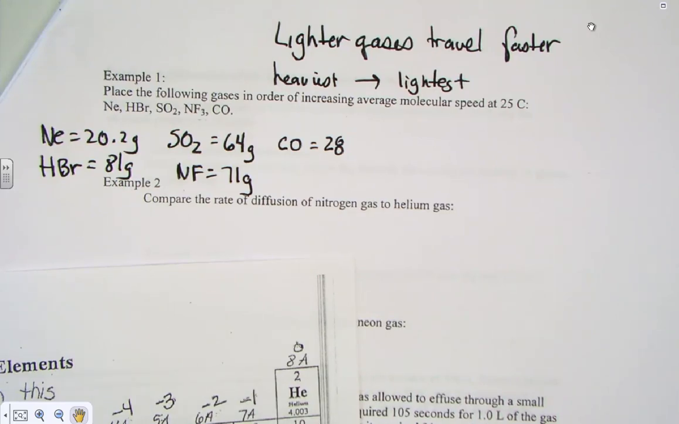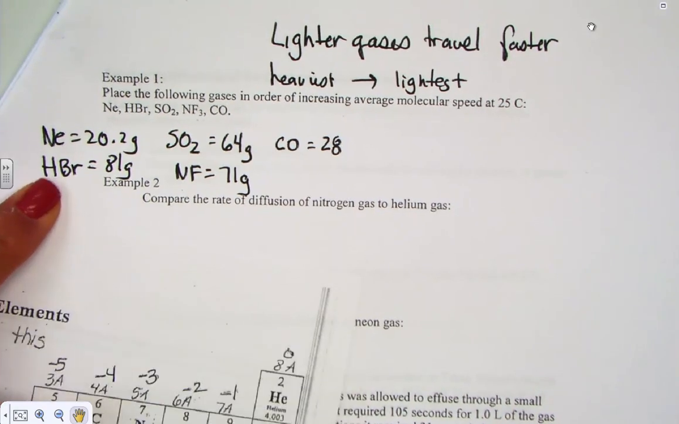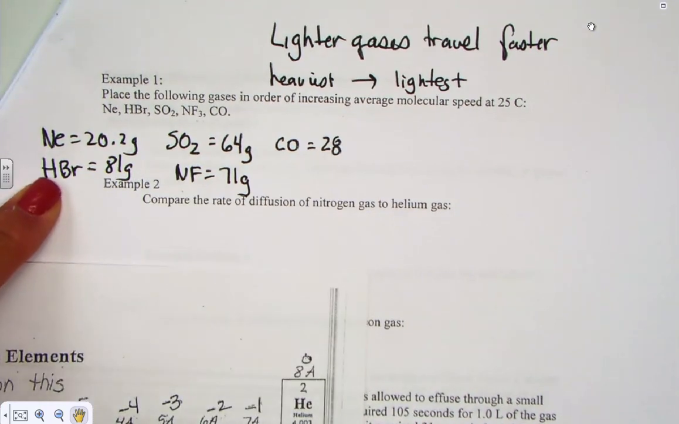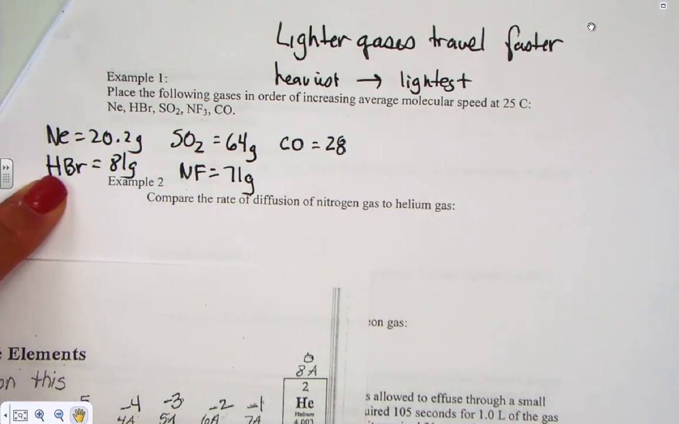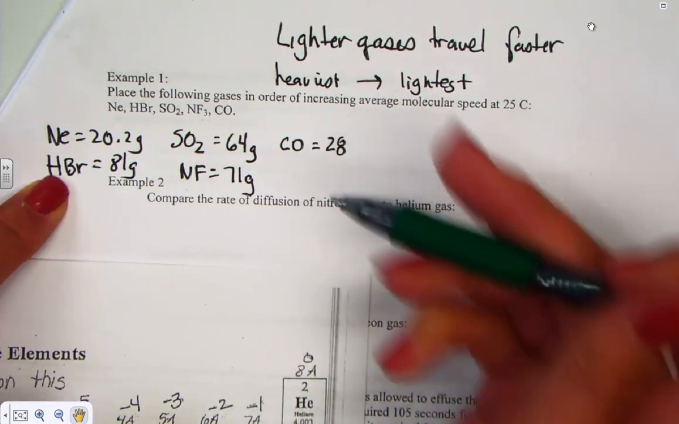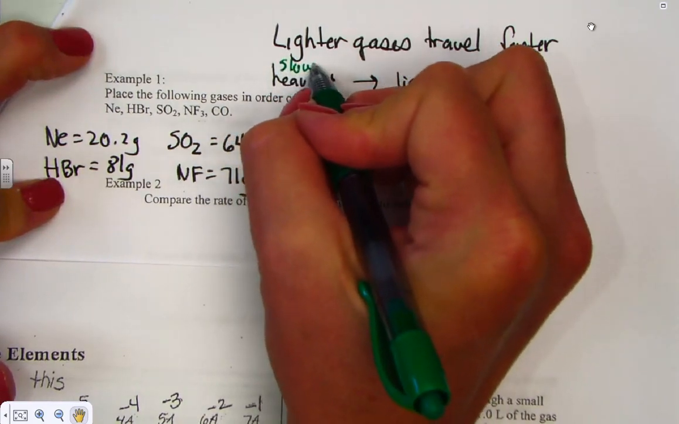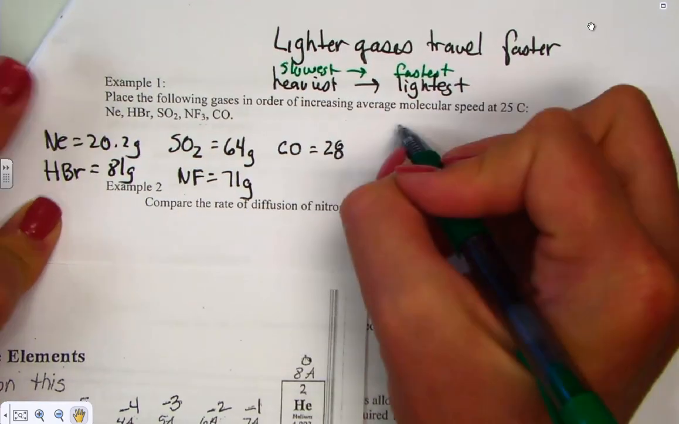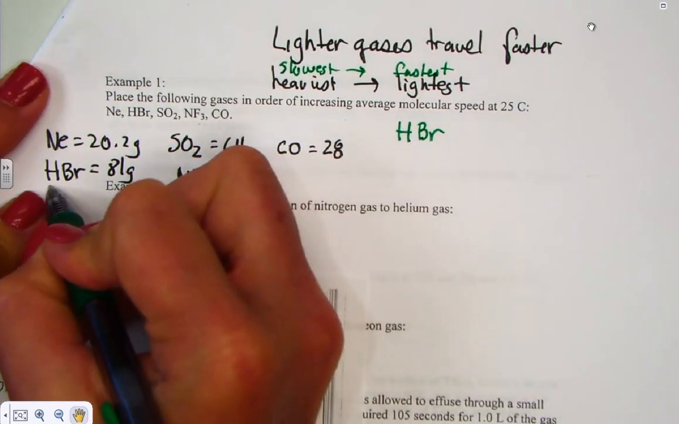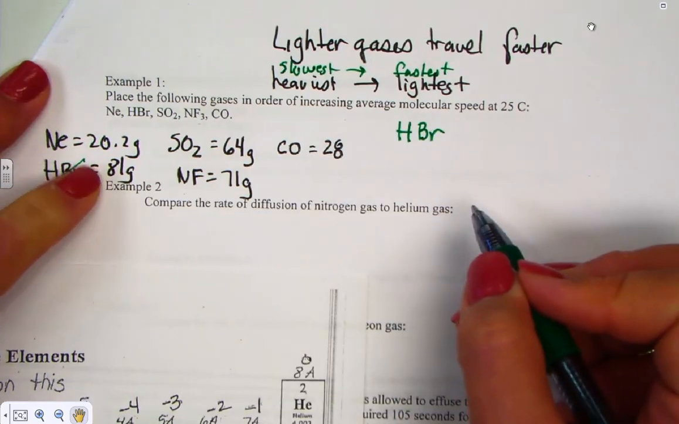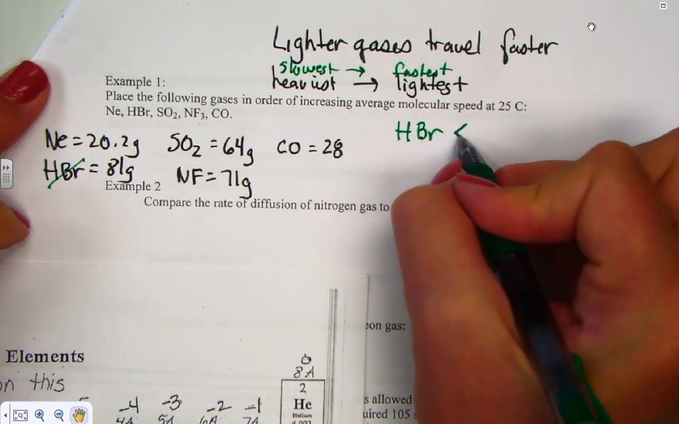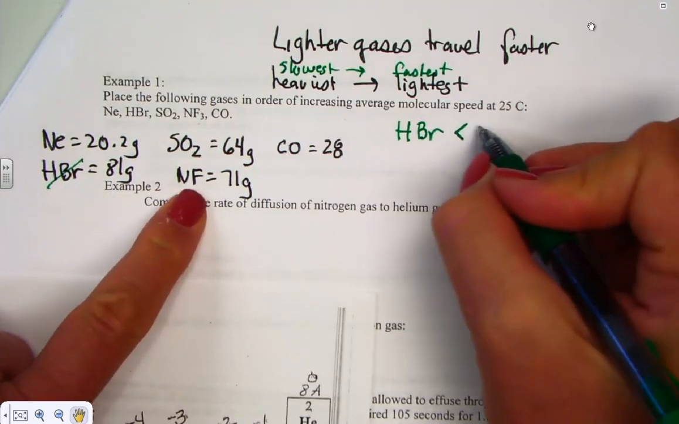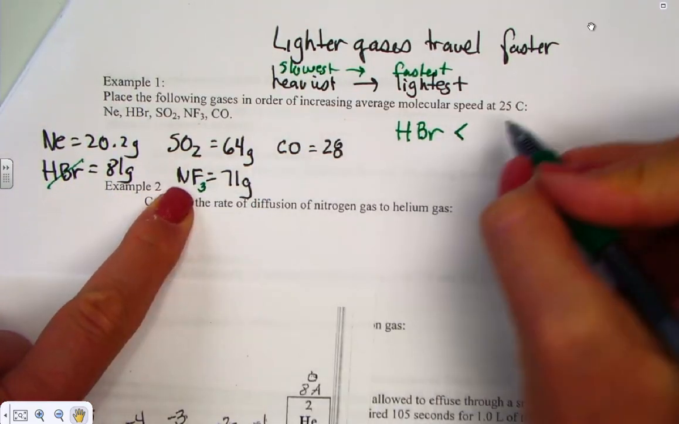It definitely is going to be traveling the fastest. Who's the heaviest of them all? Looks like HBr. It's definitely going to be traveling the slowest. Heavier gases move slower, lighter gases move faster. We want to go from heaviest to lightest. In other words, that's the same as saying slowest to fastest. And let's rank them. First, we have HBr. It is heavier, so it's traveling slower. Who's next? NF3. Oops, I forgot the NF3. There we go, NF3.